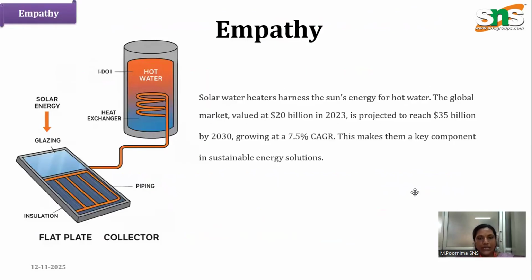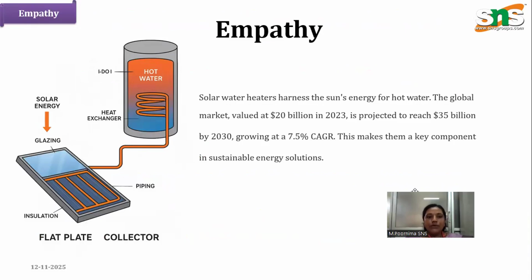Here first comes the emphasis. What the emphasis part mainly discusses is that a solar water heater harnesses the sun's energy for hot water. The global market value was 20 billion in 2023. It is projected to reach about 35 billion by 2030, at a growth rate of 7.5 percent. This makes them a key component in sustainable energy solutions. This is the main emphasis.